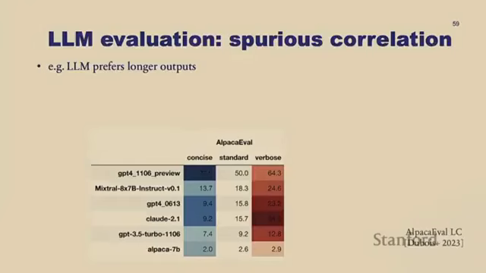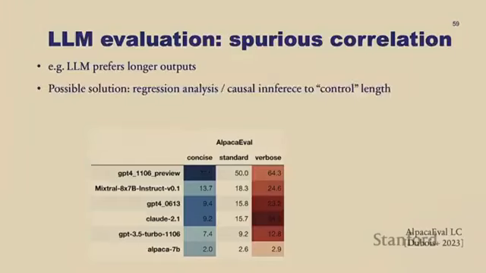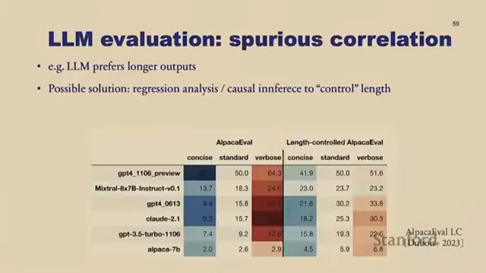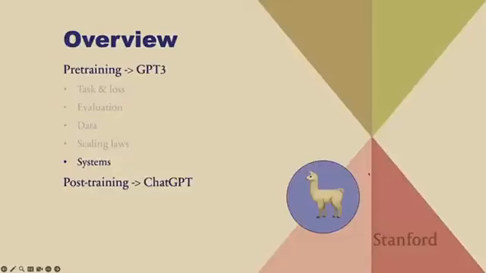That's very annoying. So one possible solution, which is what we did, is to use regression analysis. I'm not going to go into details, but basically use causal inference tools to control for length. And right now, length matters much less. If you ask it to be verbose, you still get some gains, but much less. Great, so that's all about post-training. And now for the next 8 minutes, I might talk about systems or just answer questions.